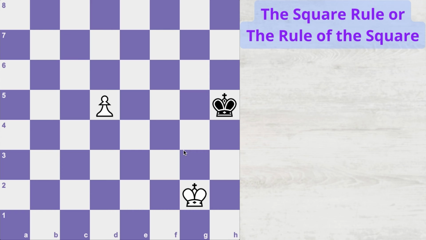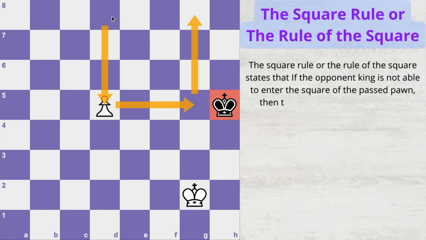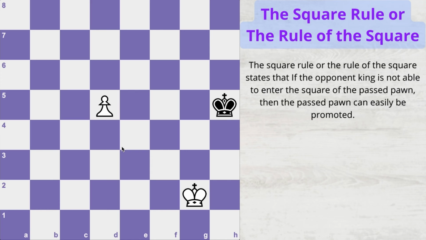So what is the square rule? The square rule states that if the enemy king is not able to jump into the square that is formed by this passed pawn, then the passed pawn will be easily able to promote on the board. Now first, let's understand what square we are talking about and how we draw the square. In order to draw the square, first we mark the passed pawn, second we mark the queening square, third we draw a diagonal on the rank on which the passed pawn is going to promote.